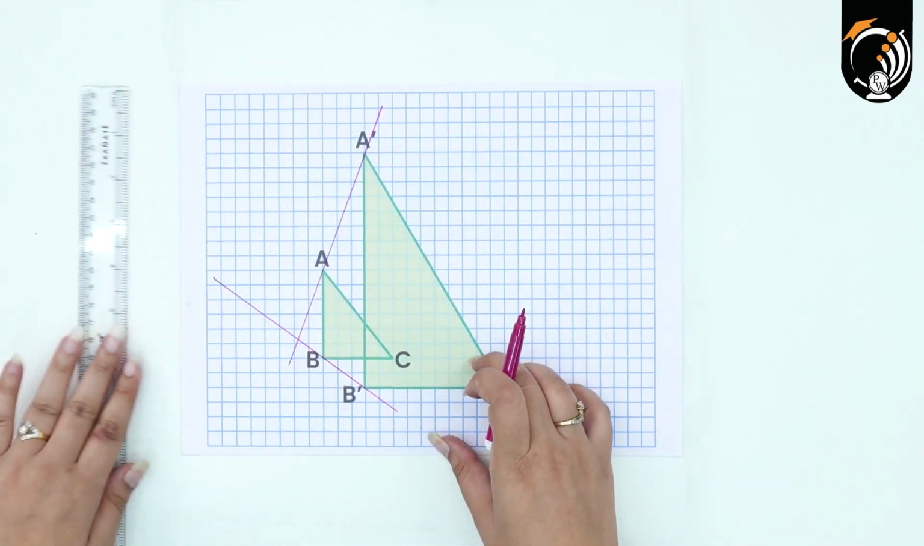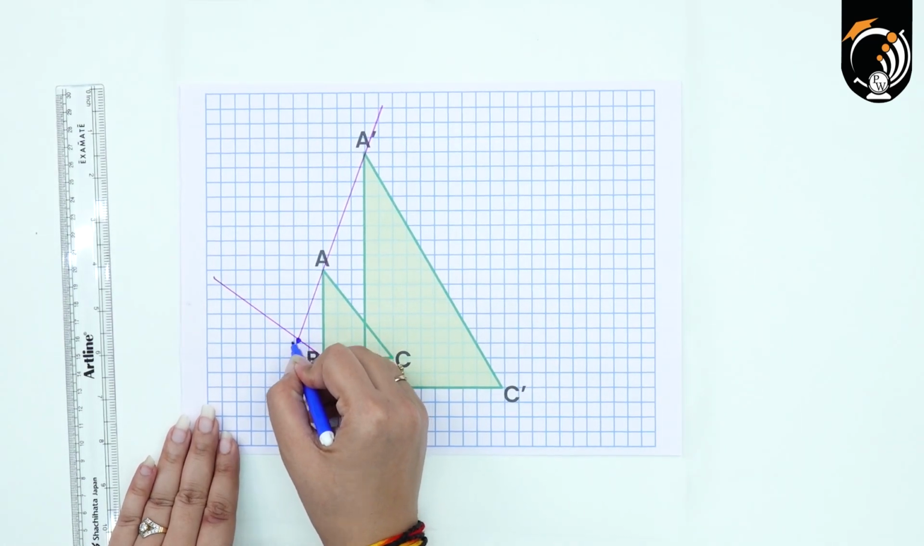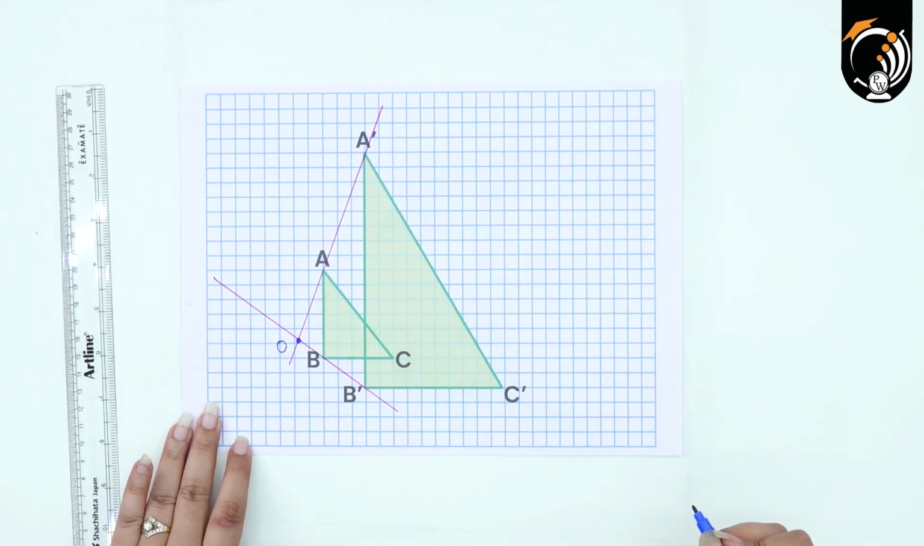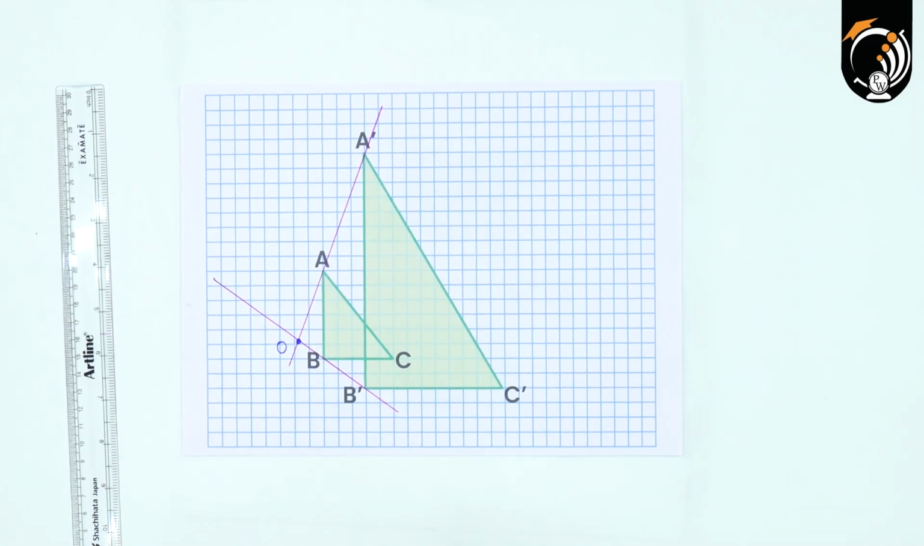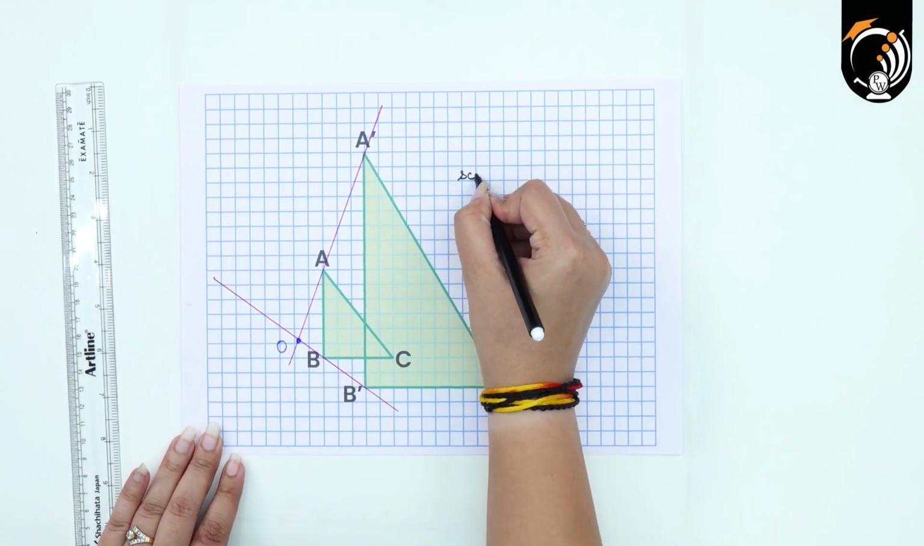Whatever the intersection point that you have got, let's name this as O. This O is going to be your center of enlargement, and you will be mentioning the coordinates of the center of enlargement. Now talking about how we are going to find out the scale factor, let's understand how we can find out the scale factor.